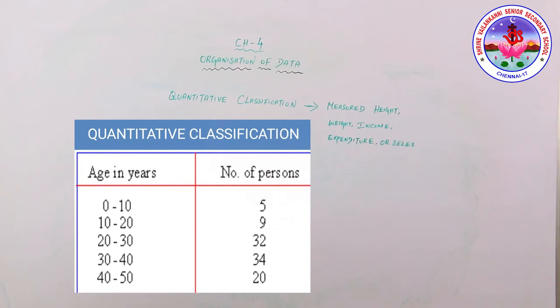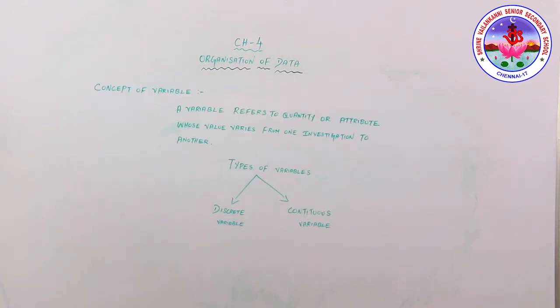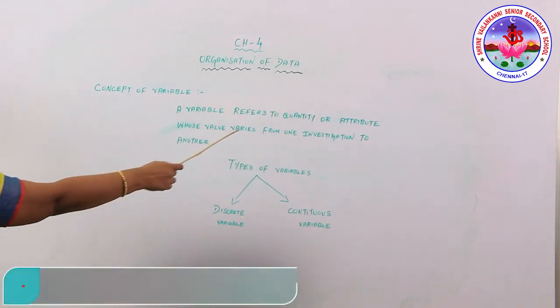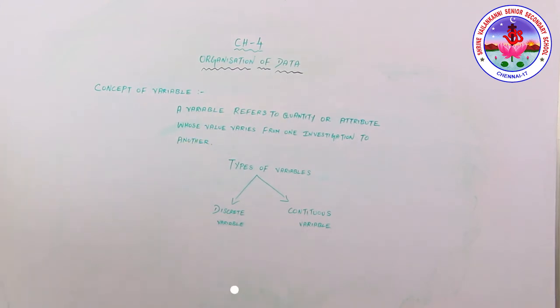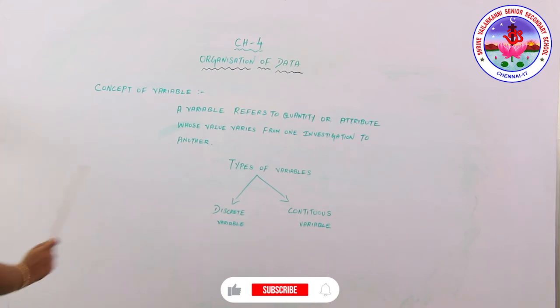In this classification, the data is classified on the basis of characteristics which can be measured, like height, weight, income, expenditure, production, or sales. We'll be calling it a quantitative classification. Let's move to the concept of variable. What is a variable? A variable refers to the quantity or attribute whose value varies from one investigation to another. We'll be calling it a variable.